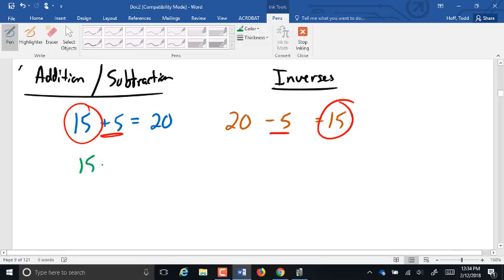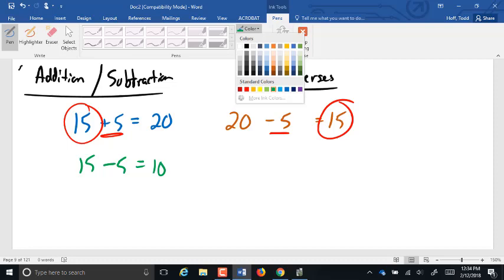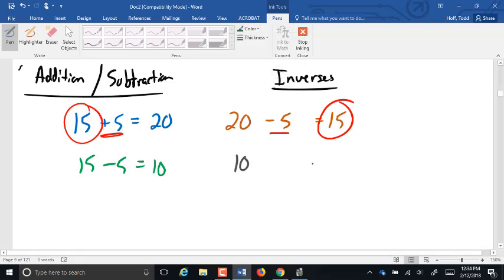We can do it the other way. If I started with 15 and I subtract 5, what do I get? 10. Well, what if I wanted to take that 10 and turn it back into a 15? What do I have to do? Add my 5. So subtracting 5 and adding 5, again, no matter what order, they reverse each other. They're inverses.